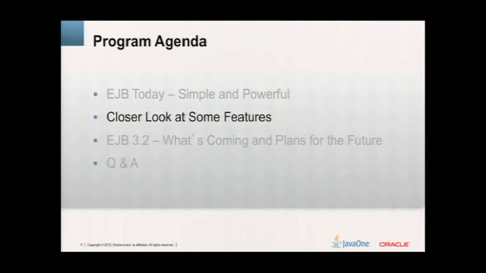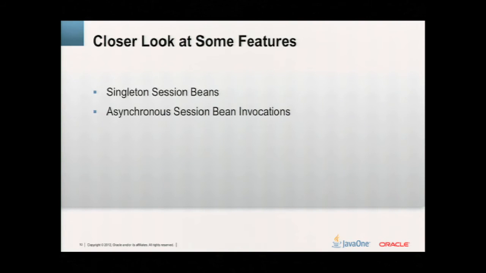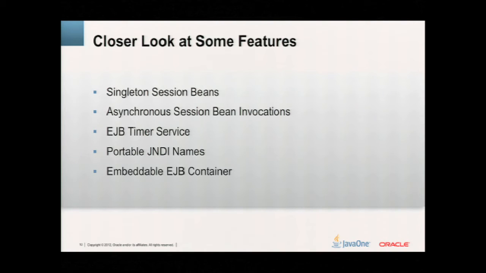So moving on, let's take a closer look at some of the features that have been added in EJB 3.1. In this section, we'll look at the individual features. We'll talk about singleton session beans. We'll talk about asynchronous session bean invocations. We'll look at what has been newly added for the EJB timer service. We'll look at how the portable JNDI names are computed. We'll also look at what it takes to use the embeddable EJB container, whether for testing or running in a J2SE, Java SE environment. We also will look at EJB 3.1 Lite, and the features that are part of EJB 3.1 Lite.